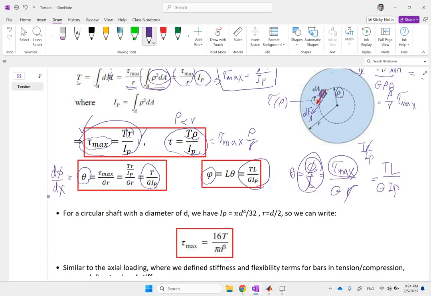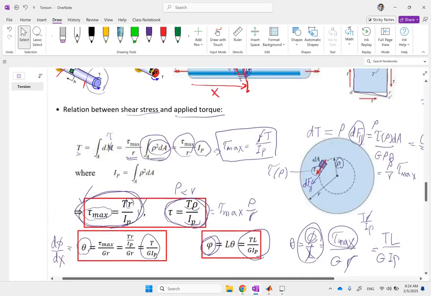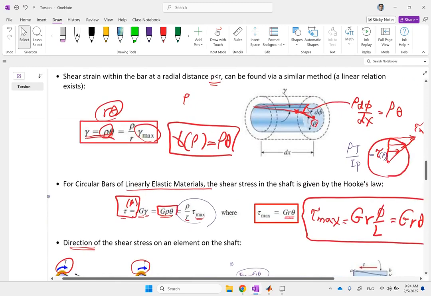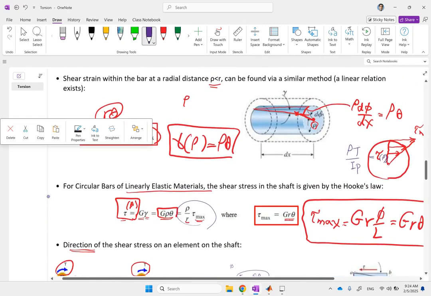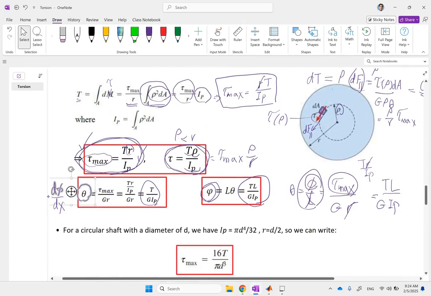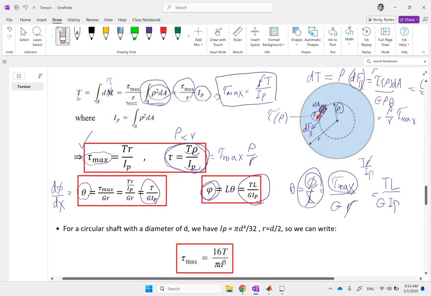And that is your second most important formula: the angle of twist for a specific case where T is constant and G and IP are constant. So this is the angle of twist, and this is the maximum shear stress or the shear stress at arbitrary location. And this is the rate of twist. So these three boxes are the most important formulas that you have for shear. Everything prior to this you can just ignore, because what we care about is relating everything to the applied torque at that location. And so these are the important formulas.